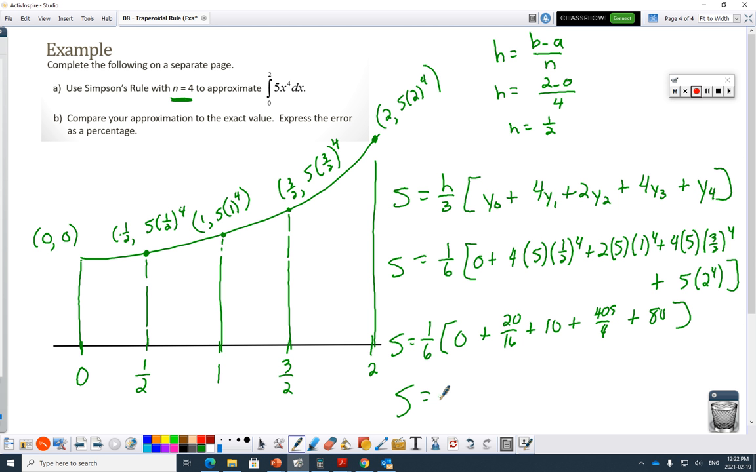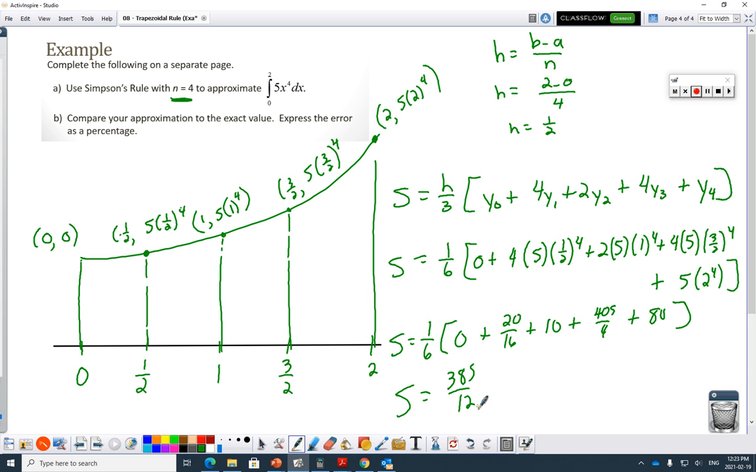1/6 bracket 0 plus 20 over 16 plus 10 plus 405 over 4 plus 80 close bracket. 385 over 12. 385 over 12 is what Simpson's approximation says.